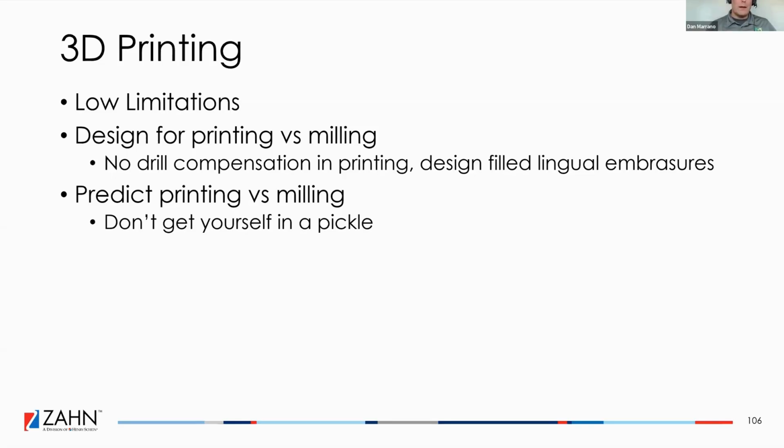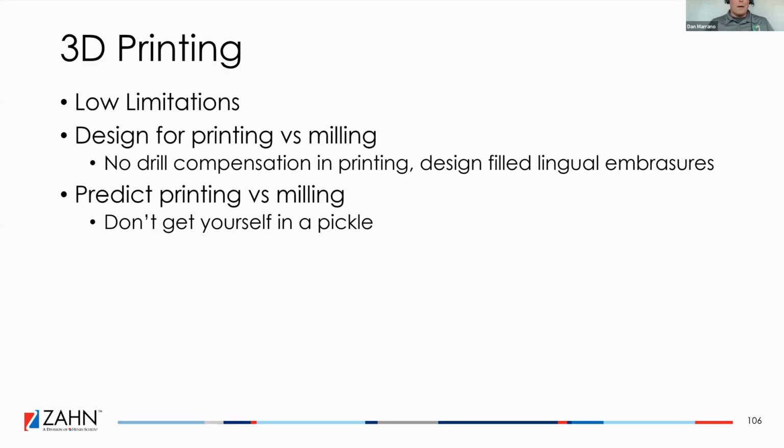3D printing has few limitations, so design for printing versus milling. There is no drill compensation in printing. So when you're designing your All-on-X bridges, you should fill in your lingual embrasures. Don't leave any holes. Over time, some of us have learned, well, that won't mill. Well, it will print. So if you're sending a doctor a prototype and you have a little gap in the embrasure, that will print, and then it'll end up being weaker in that area. So keep that in mind.